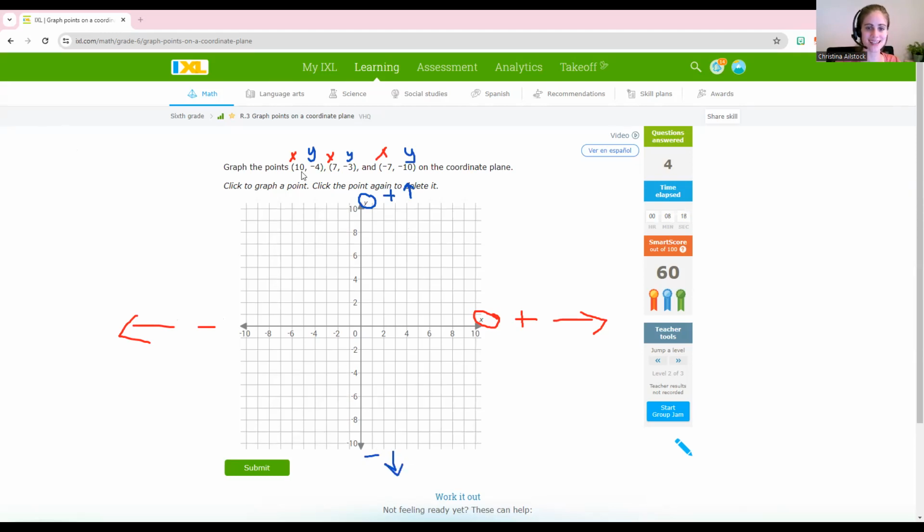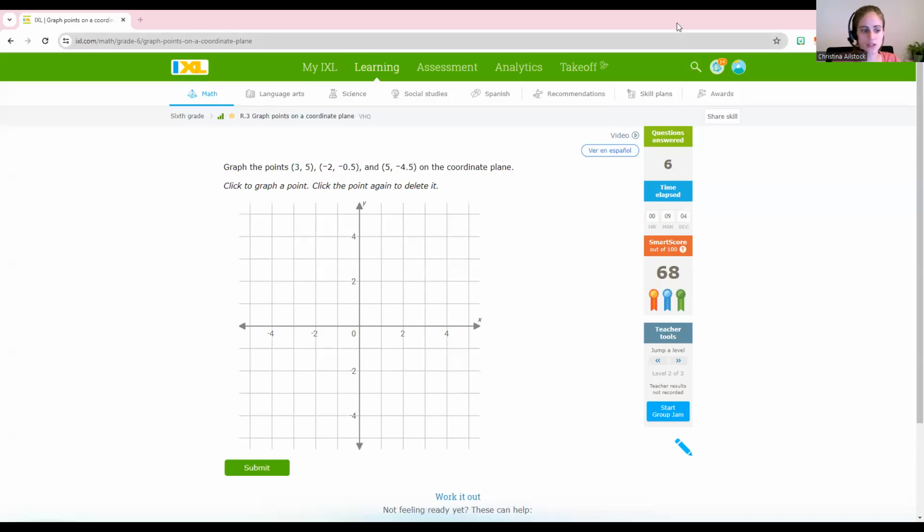First ordered pair is 10, -4. So go to the right 10 because it's positive, down 4 because it's negative. Start back at the origin for the second point. 7, -3. Right 7 because it's positive, down 3 on the y for a negative. Go back to 0 again. -7, 10. It's a -7 for your x. That means I need to go to the left. And then down 10 on the y.